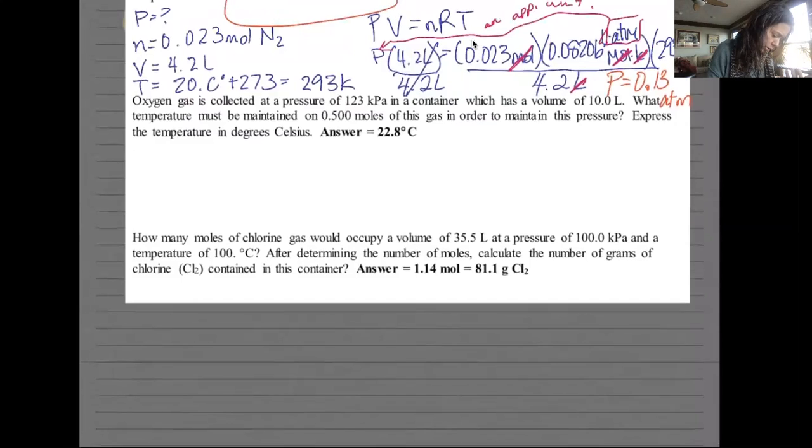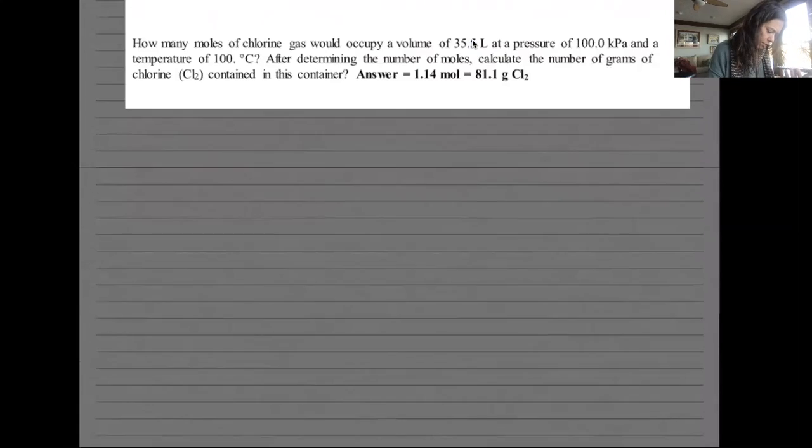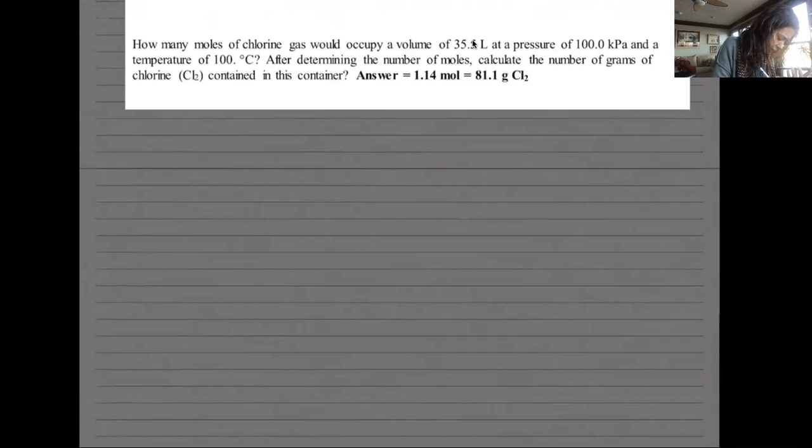How many moles of chlorine gas, Cl2, would occupy a volume of 35.5 liters at a pressure of 100.0 kilopascals and a temperature of 100 degrees Celsius, so add 273, that's 373 kelvins. And then we need to also get the grams of chlorine.